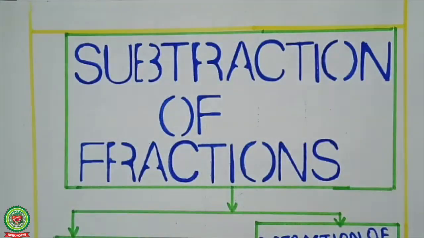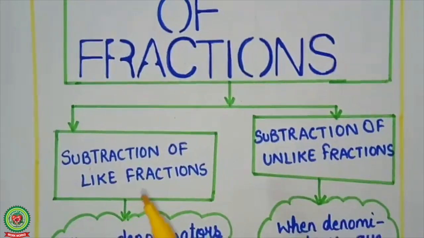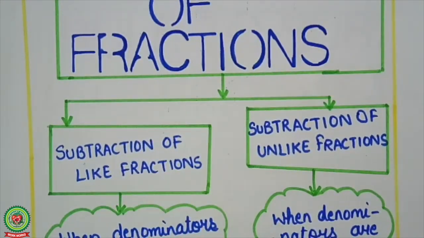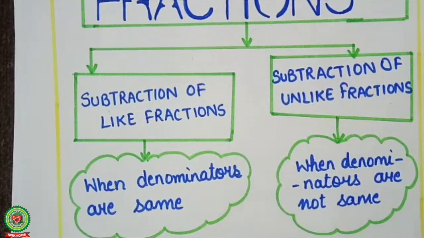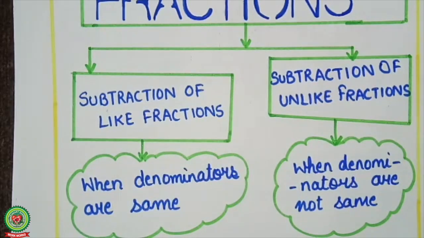In subtraction of fractions, again there are two types. First one is subtraction of like fractions, and second is subtraction of unlike fractions. Today we will discuss subtraction of like fractions. Now, like fractions are the fractions when denominators are same. Therefore, here we will subtract the fractions in which denominators are same.